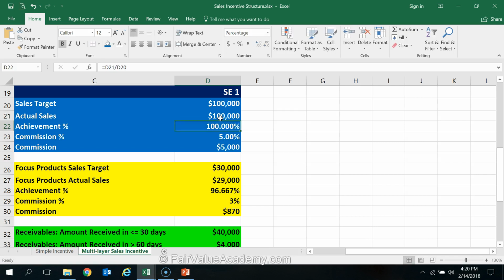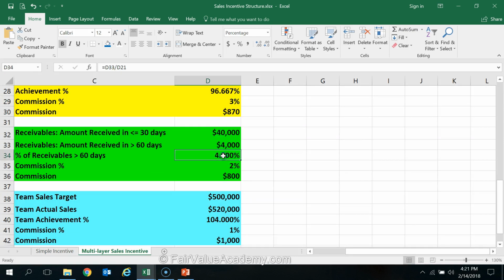So let's put this 100% for our checking purpose. Whenever you write a formula, you have to check the formula by inserting various possible conditions. So here we are now creating a condition where he has achieved 100% and he has achieved the commission criteria for receivables also, and there you go, he gets 2% commission, which is $800. So this is how you cross check an IF statement.